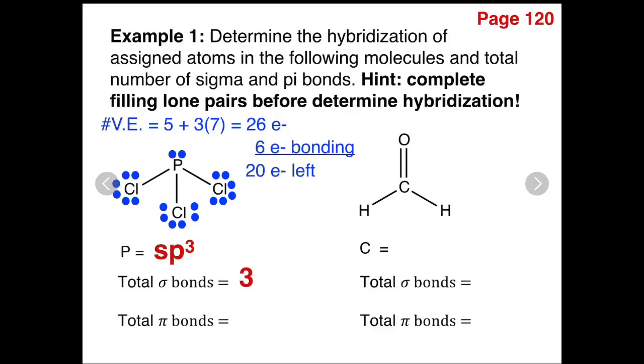Is there any pi bond? The answer is no, so pi bonds would be 0, because pi bonds only exist in double and triple bonds. But wait a second. Since we have 4 electron domains, we have only 3 sigma bonds, so what is the fourth one? Well, the fourth one is the region occupied by the lone pair. That means one of the hybrid orbitals contains the lone pair. That's what it tells us.